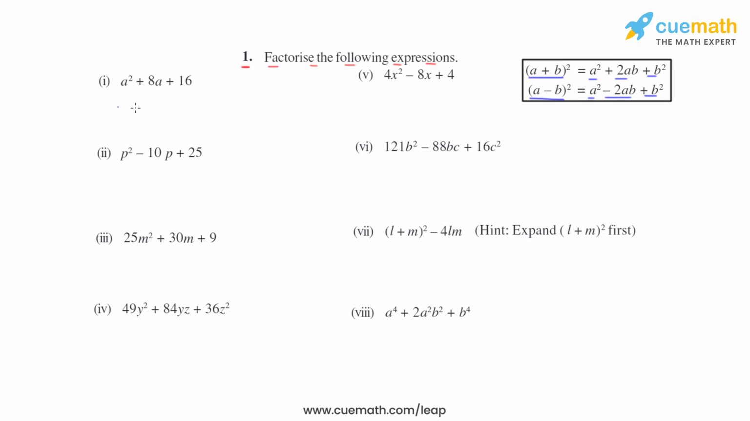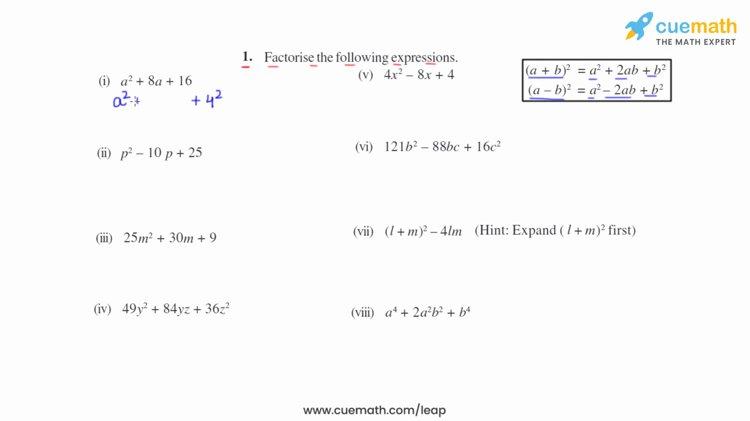See the first one, a square plus 8a plus 16. If we compare this to the right side of the first identity, a square is already there. Last term is b square, that is 16. Is 16 a perfect square? Yes. Of which number? Of 4. So we can write it as 4 square. Now the middle term 8a, if it can be written in 2ab form, then we can write it in a plus b whole square, which will be the factored form.